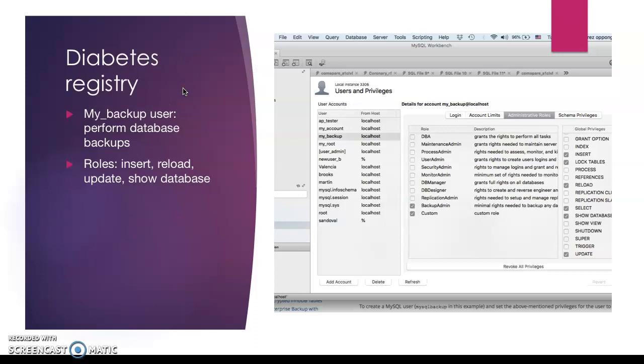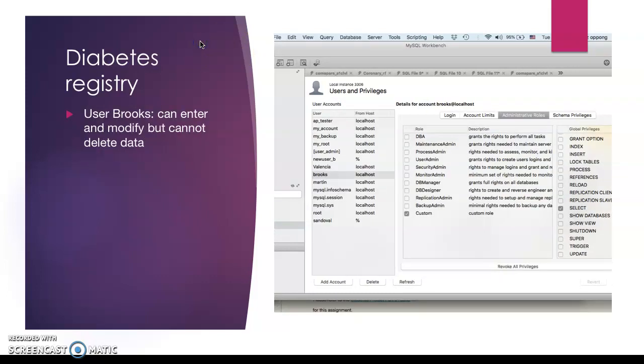So this is a quick example of my table. This is for my backup user. So pretty much you can tell right here that my backup user has the role to insert, to reload, to update, and most importantly, to reload. So if we have to do a backup, the backup user needs that function to reload all the information that we lost or could have potentially lost. So that's the key role of the backup user.